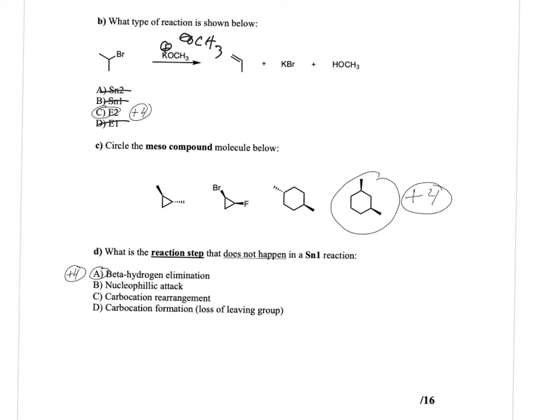What reaction step does not happen in SN1? SN1, substitution, has nucleophilic addition, has rearrangements, has carbocation formation, but elimination, right? There are the words there. Beta hydride, I didn't say elimination. So that's not in an SN1 reaction, an elimination reaction.